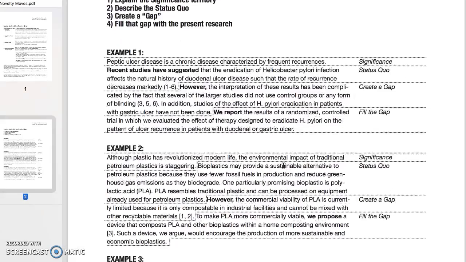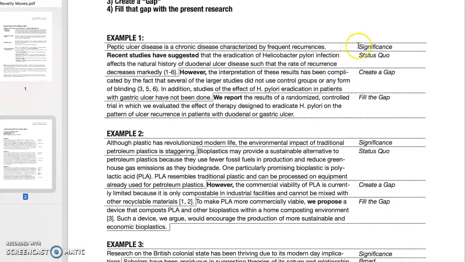So here in the first example, let's see how they establish significance. So in their first sentence, they say peptic ulcer disease is a chronic disease characterized by frequent recurrences. So here they're establishing significance by defining the nature of the disease in that it recurs frequently, and this really establishes it as a current issue that we should care about.